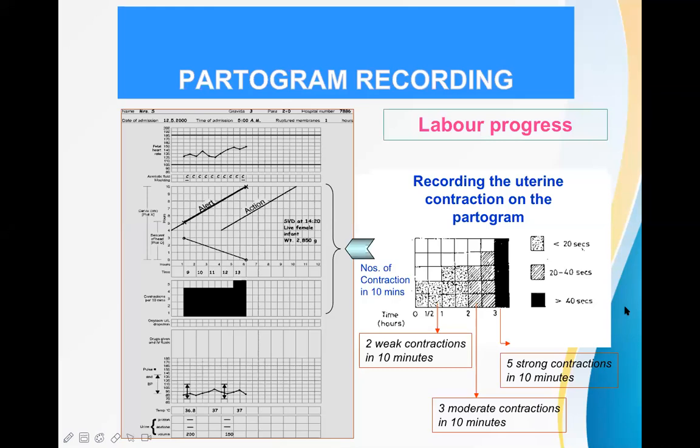So what was this slide telling you? What about the contraction? Are you happy with the contraction here or not? Intensity increases, sir. Very good. Yes, in the beginning they were weaker, but later on they become moderate to strong. So we are quite satisfied. It is not a lot of time which is spent there, because we are recording this contraction every 10 minutes. So we are quite satisfied with the progress of labor here according to the uterine contraction.